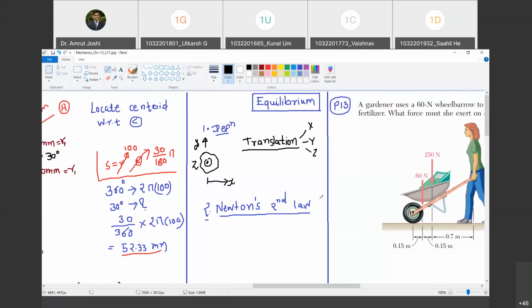Translational equilibrium in x-axis. Body moves along a constant velocity along y-axis. Translational equilibrium in y-axis. Are you with me? Yes, sir. So on and so forth. Body is at rest in x direction. Still translational equilibrium in x direction. Do you agree with me?